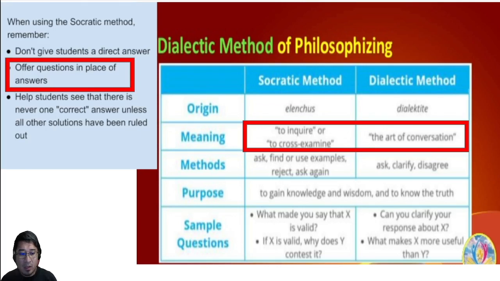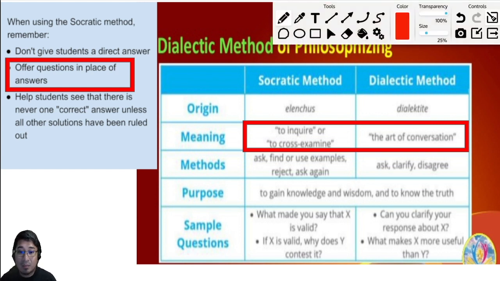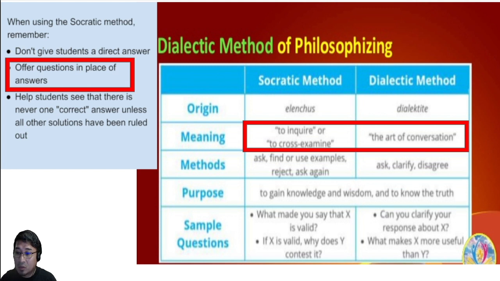Now, let's discuss the dialectic method of Socrates. The difference between the dialectic method of Socrates and Hegel is, for Hegel, it's evident that there are three stages. You have your thesis, you have your antithesis, and then you have your synthesis. Whereas for Socrates' dialectic method starts with questions.